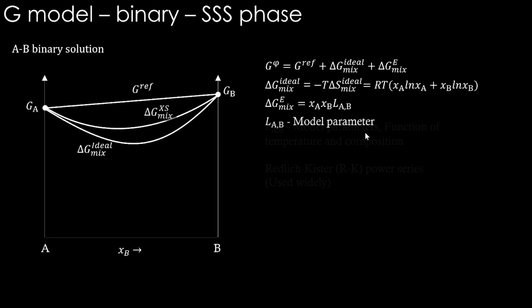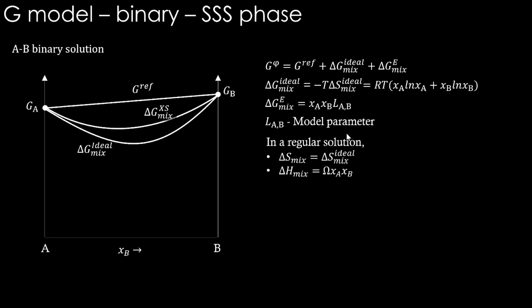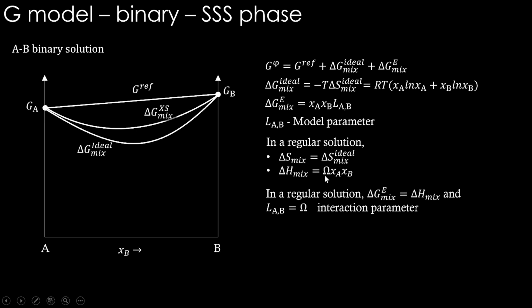We will see that. If you remember, in a regular solution we talked about delta S mix being equal to delta S mix ideal, and delta H mix is omega x_A x_B, right? So these two things may look similar now. x_A x_B L_AB, here x_A x_B omega. So in a regular solution, the L_AB here is equivalent to the interaction parameter. So in a regular solution, delta G E mix is equal to delta H mix, and L_AB is equal to the interaction parameter.